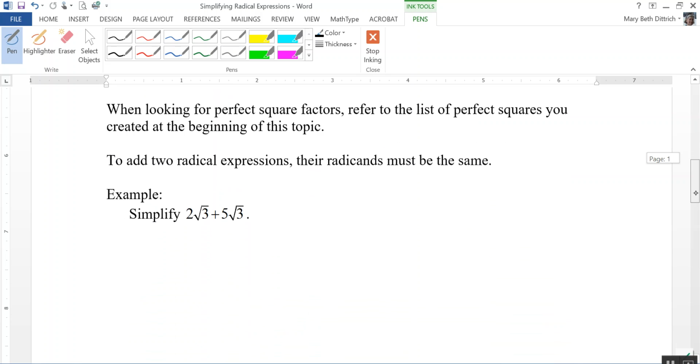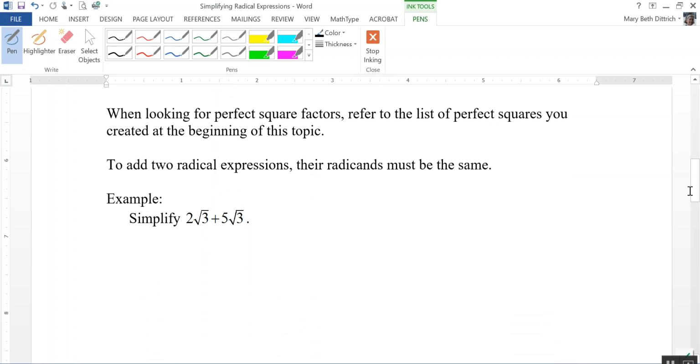To add two radical expressions, their radicands must be the same. So for example, simplify 2 times the square root of 3 plus 5 times the square root of 3. It's as though I were saying I have 2 square roots of 3, and I'm adding to that 5 square roots of 3, so that's going to equal 7 square roots of 3.